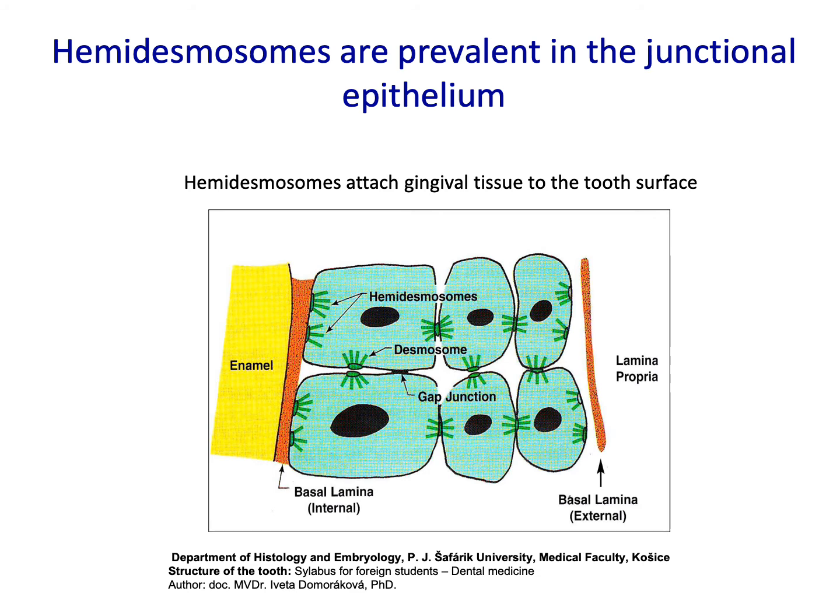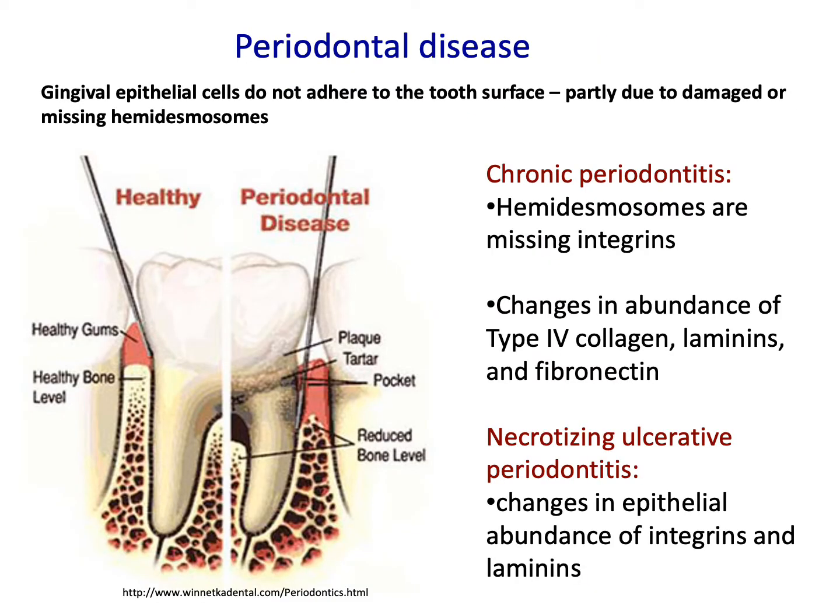Hemidesmosomes are also important in the junctional epithelia. This is how the gingival tissue within the mouth binds to the enamel surface of the teeth. In periodontal disease, one of the hallmarks is that the gingival epithelia does not adhere to the tooth surface. And this is partly due to damaged or missing hemidesmosomes within these cells. Here you can see in a healthy gum, the gingiva is tightly bound to the enamel surface of the tooth, and so there's very little space between the two tissues.